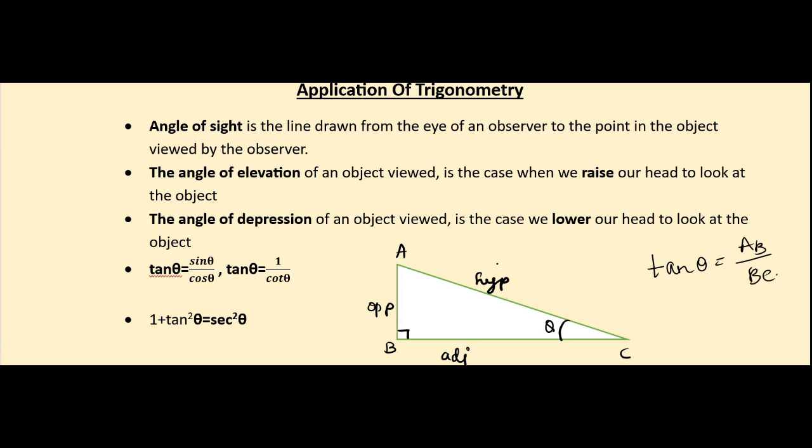By using the Pythagoras theorem, if the hypotenuse and one side are given, we can find the other side, or any other two sides.